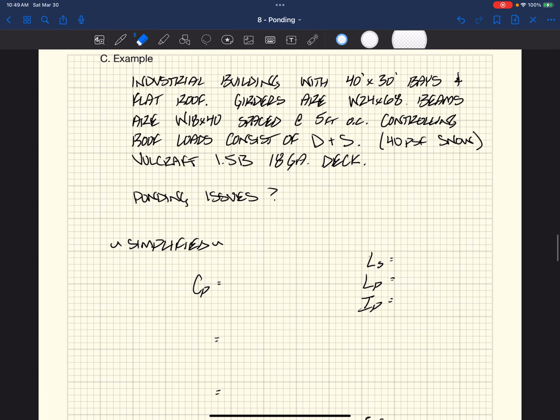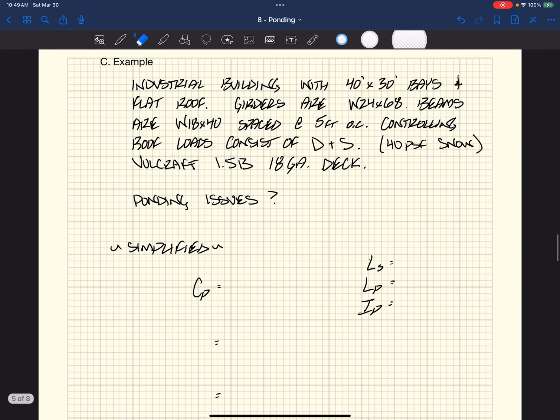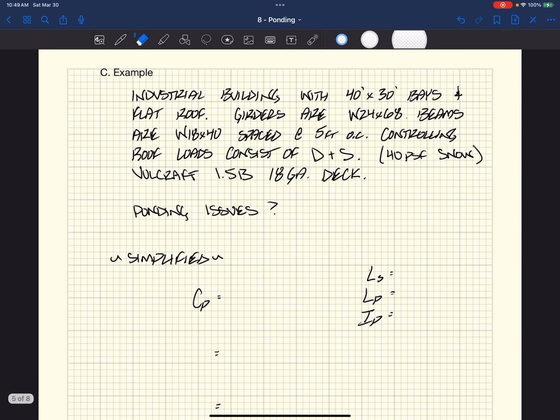So let's go through an example really quick, really straightforward. We have an industrial building with 40 by 30 foot bays and a flat roof. Girders are W24 by 68. Beams are W18 by 40, spaced at 5 foot on center. The controlling roof loads consist of the dead plus snow load ASD case, with snow load being 40 pounds per square foot. They have in this building a Vulcraft 1.5B 18 gauge deck that they're using, and we want to see if we have any ponding issues.